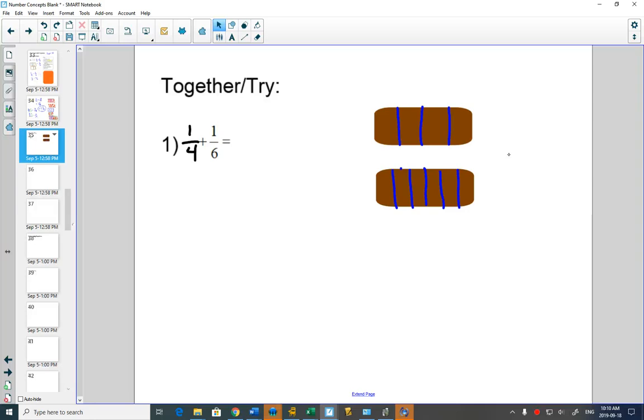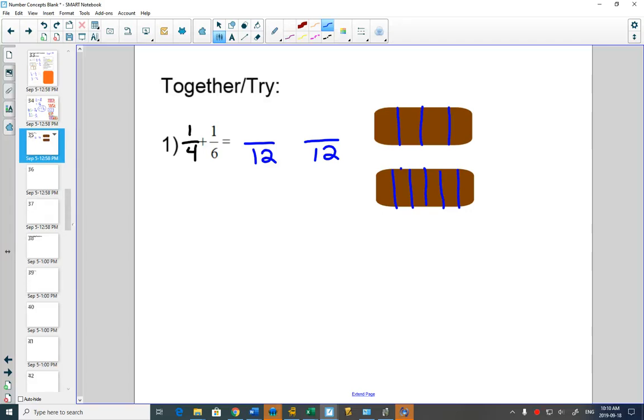Between 4 and 6, what's a common denominator? 12. So then, we have 12s there. Why is it 12? Well, you got 4, 8, 12. And you also have 6, 12.